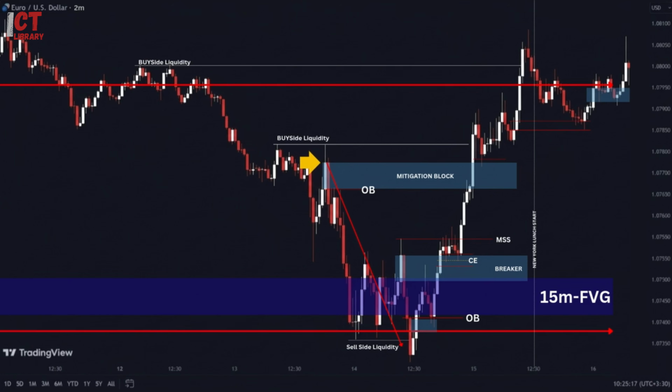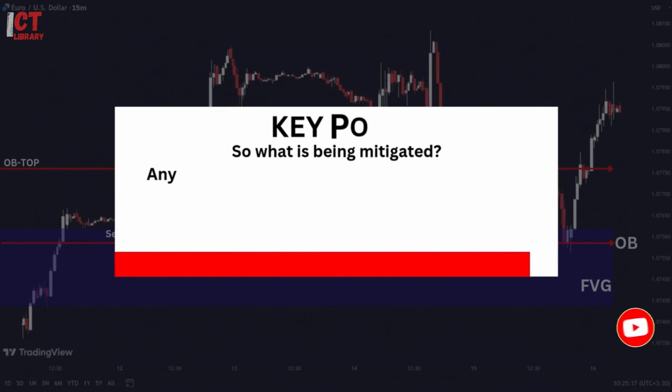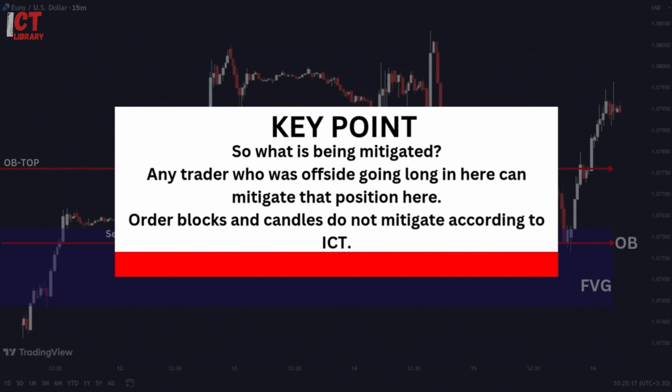But because we are extended from that high, it keeps stretching further when we trade back to it and above. It becomes mitigation. So what is being mitigated? Any trader who was offside going long in here can mitigate that position here. Order blocks and candles do not mitigate according to ICT. I see many people overuse that term. Remember, mitigation is the trader's action when offside. Order blocks and candles do not mitigate anything. Price provides the opportunity for the trader to mitigate their offside trade, reducing or eliminating drawdown.